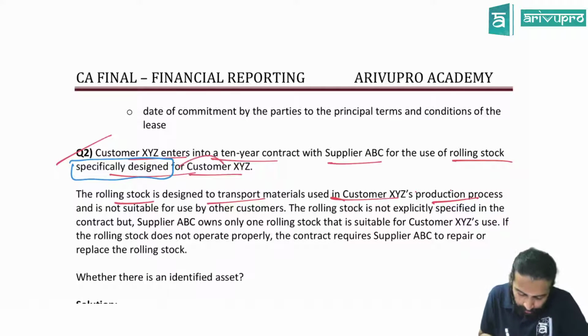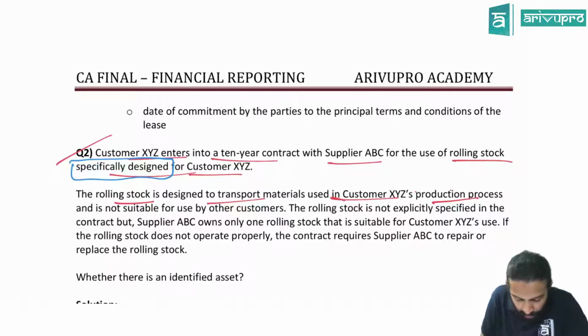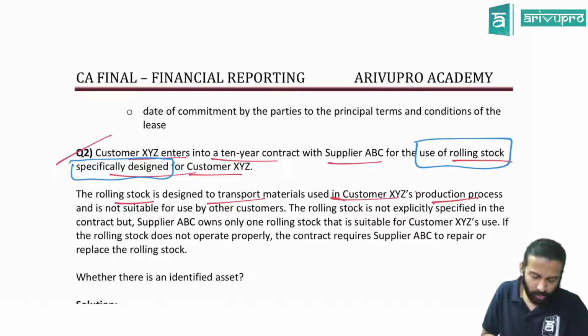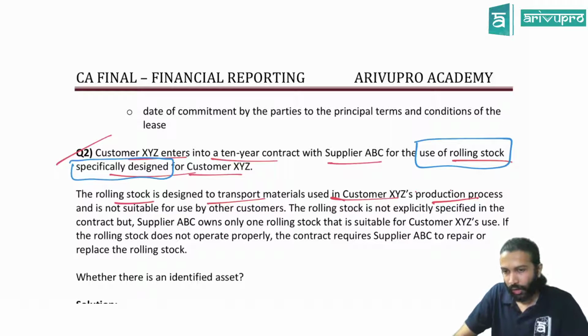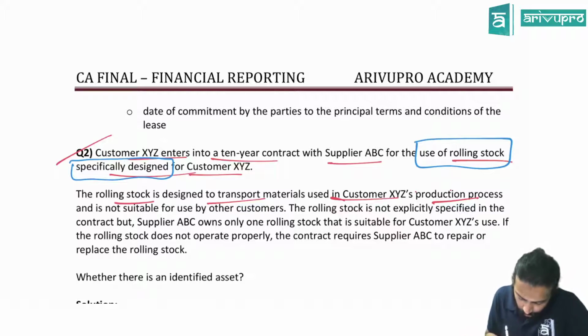A customer has entered into a contract to use that, sir. And he did not buy it. It's a contract to use a rolling stock. I mean, use of rolling stock means what, sir? It's a lease. So it's a lease of rolling stock, can I say? But you can't say lease yet, because lease means it has 4 features. So for now we'll stick to use of rolling stock only, correct? That rolling stock is designed to transport material in XYZ's production process and is not suitable for use by any other customer. That we got to know because it was customized, no?